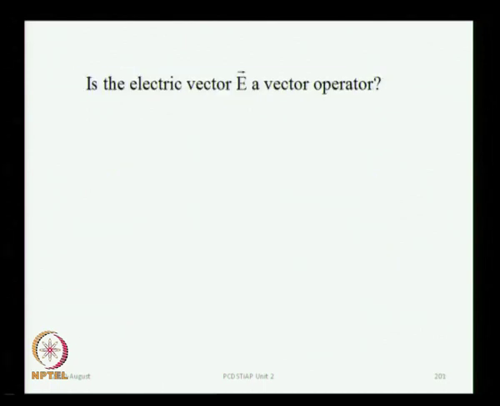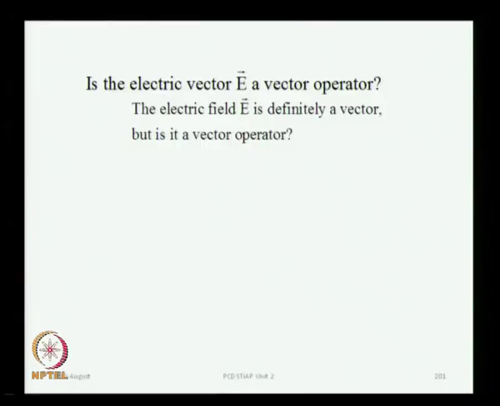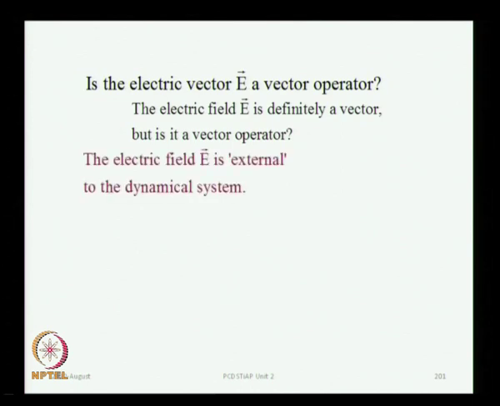Now, let us take another example here. How about the electric vector, the electric field? We know it is a vector. Now, let us ask the question, is it a vector operator? Now, we know what to do. What we are going to do is to subject it to the same criterion. Now, this electric field we definitely know is a vector, there is no doubt about it, we have been using it in vector algebra and vector calculus, and it is external to the dynamical system.